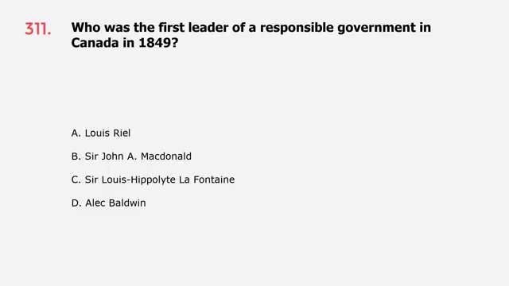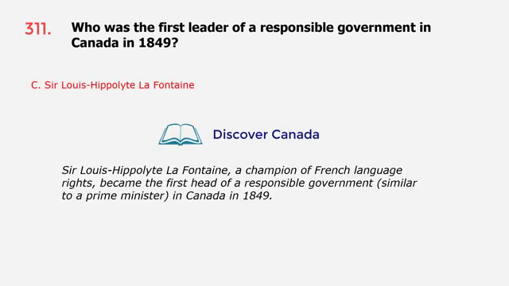Question 311. Who was the first leader of a responsible government in Canada in 1849? A. Louis Riel. B. Sir John A. Macdonald. C. Sir Louis Hippolyte Lafontaine. D. Alec Baldwin. The answer is C. Sir Louis Hippolyte Lafontaine.